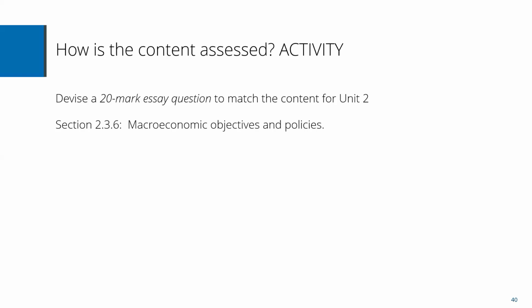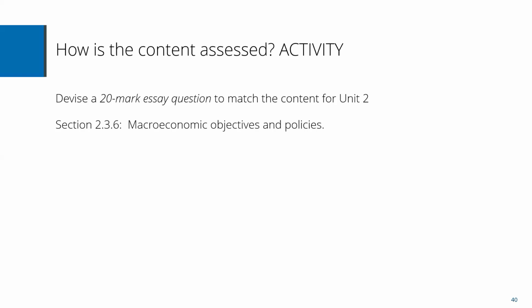Moving on. So how is the content assessed? An activity for you, just to have a think about. Of course, we don't have time to dwell too long on all this, but something to think about. To devise a 20-mark essay question to match the content for Unit 2, and the topic area 2.3.6, macroeconomic objectives and policies. So just have a think. If you want to put some ideas into the chat, then that would be great to share. But what sort of question might you ask?